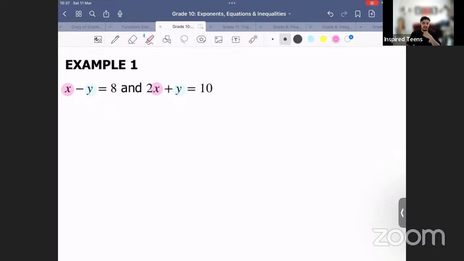Now, in algebra, when you want to solve for two unknowns, you need at least two equations to solve for them. If you do not have two equations, you can't solve for them. When you have one unknown, it requires one equation. Two unknowns requires two equations, and three, and so on, right? So in this case, we have two unknowns, so we are going to utilize simultaneous equations to solve for these two unknowns.